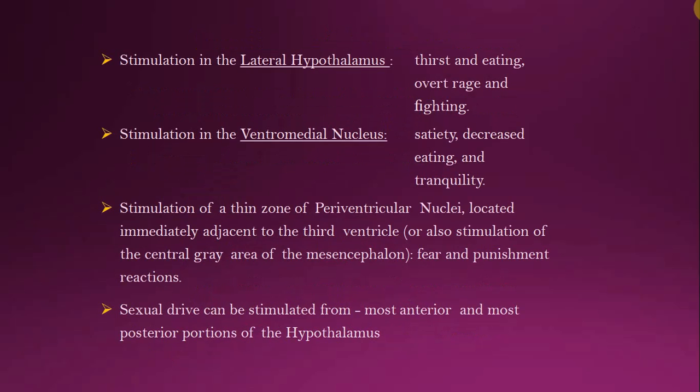Stimulation in the lateral hypothalamus causes thirst and eating, overt rage and fighting. Stimulation in the ventromedial nucleus and surrounding areas mainly causes effects opposite to those caused by lateral hypothalamus stimulation, that is, a sense of satiety, decreased eating and tranquility. Stimulation of the periventricular nuclei located immediately adjacent to the third ventricle, or also stimulation of the central gray area of the mesencephalon, that is continuous with this portion of the hypothalamus, usually leads to fear and punishment reaction. Sexual drive can be stimulated from several areas of the hypothalamus, especially the most anterior and most posterior portions of the hypothalamus.